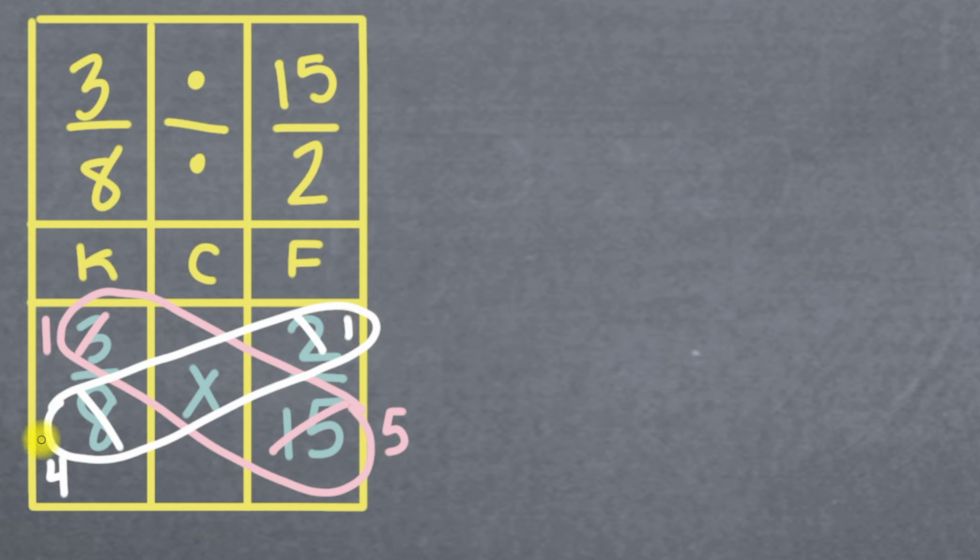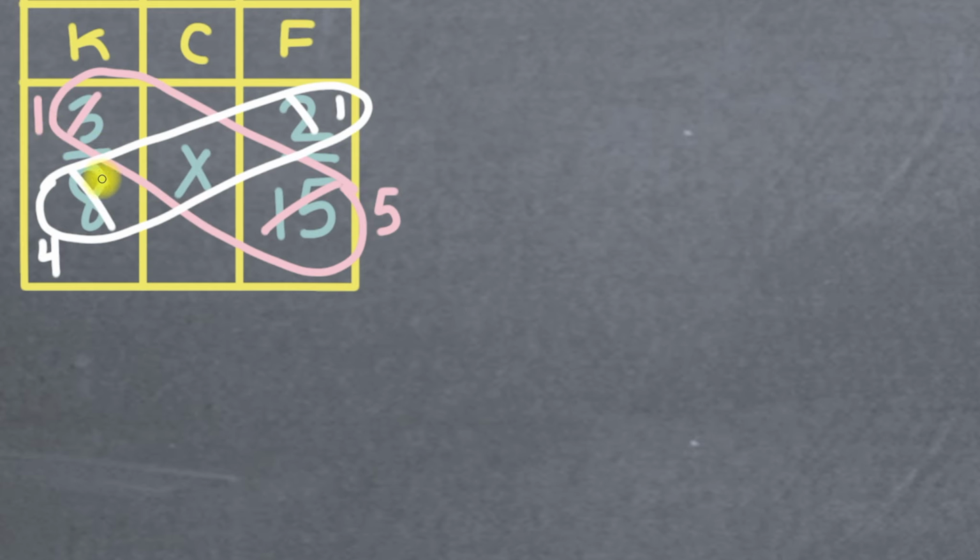Now that I've cross-canceled everything, what I like to do is rewrite my new fractions. So let's scroll down a little bit. So in this fraction here, my new top is 1, my new bottom is 4, so I'll rewrite that as 1 over 4.